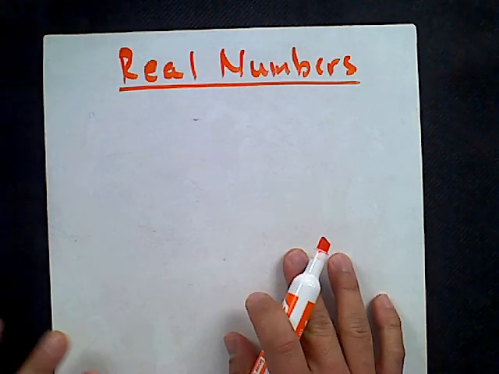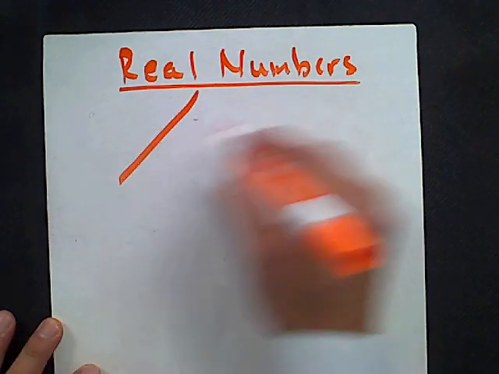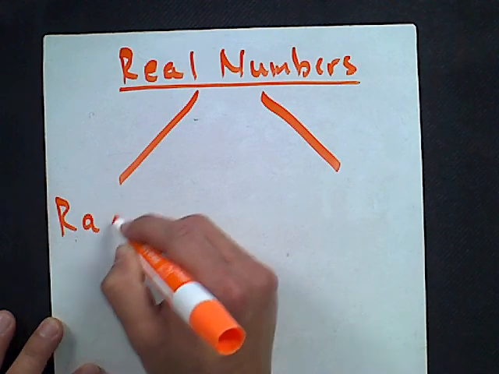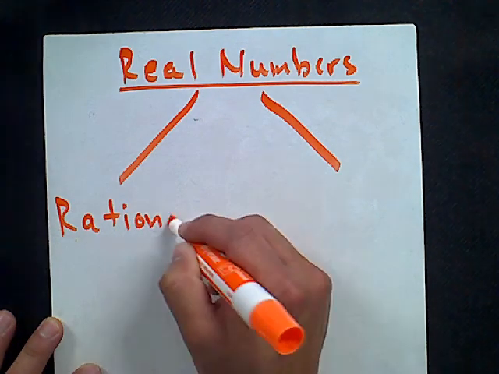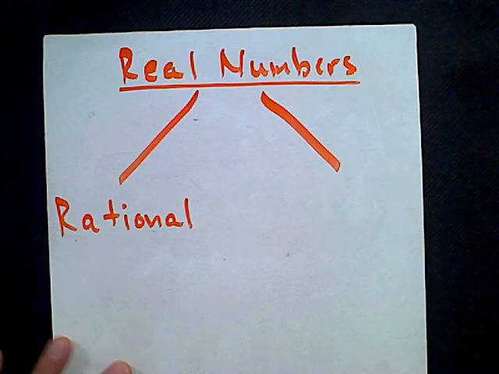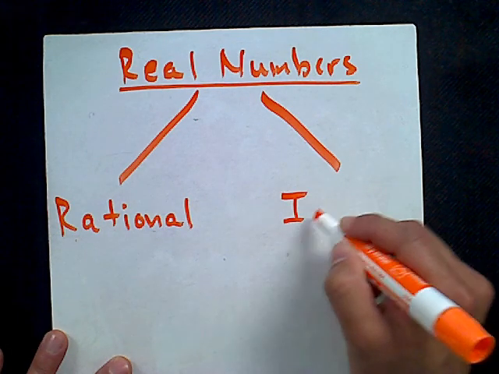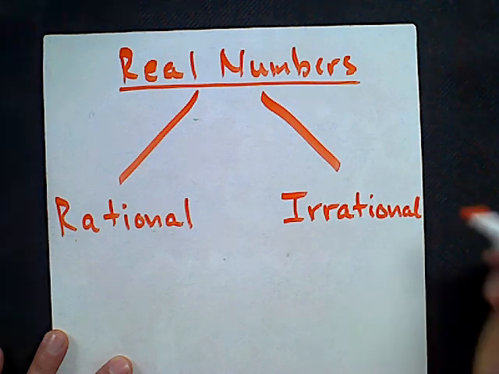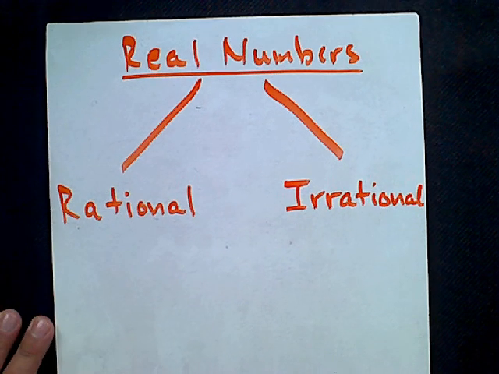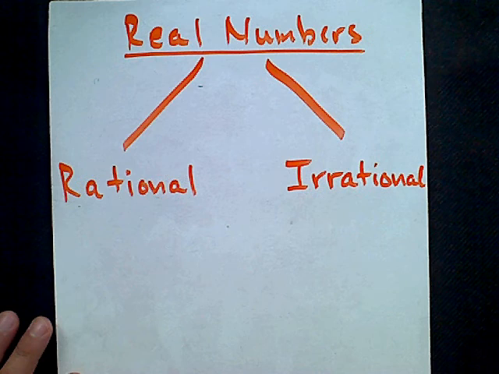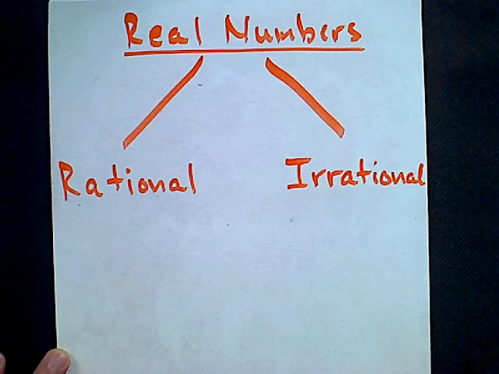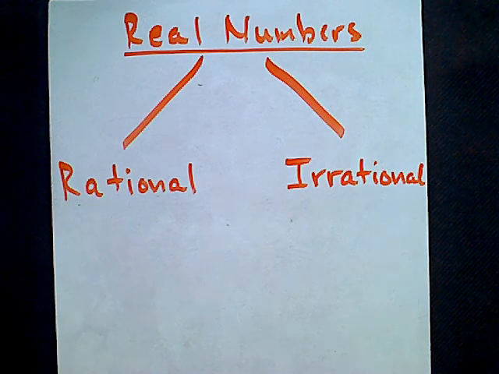Within real numbers, there are two types of real numbers. The first type is called rational. And then the second type is called irrational. Now, within rational type of numbers, we'll start there first.